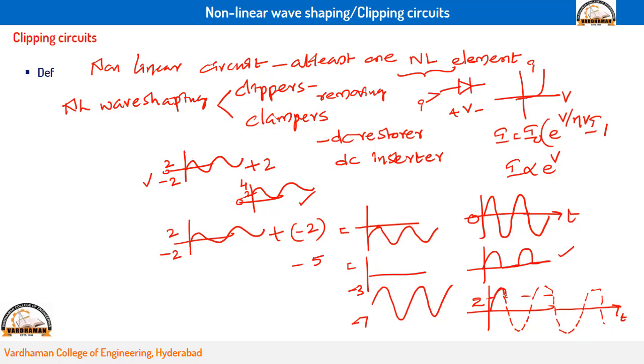Above 2 is available, below 2 is clipped. That means like this you will get. The output signal is nothing but this thick line. So you will be having the output as this particular thick line only. That means above 2 whatever the input portion is there, the same portion will be coming as the output, but below 2 has been clipped, has been removed. Like this you can take the definition of the clipper circuit, and in this particular slide I have explained about the clamper also.